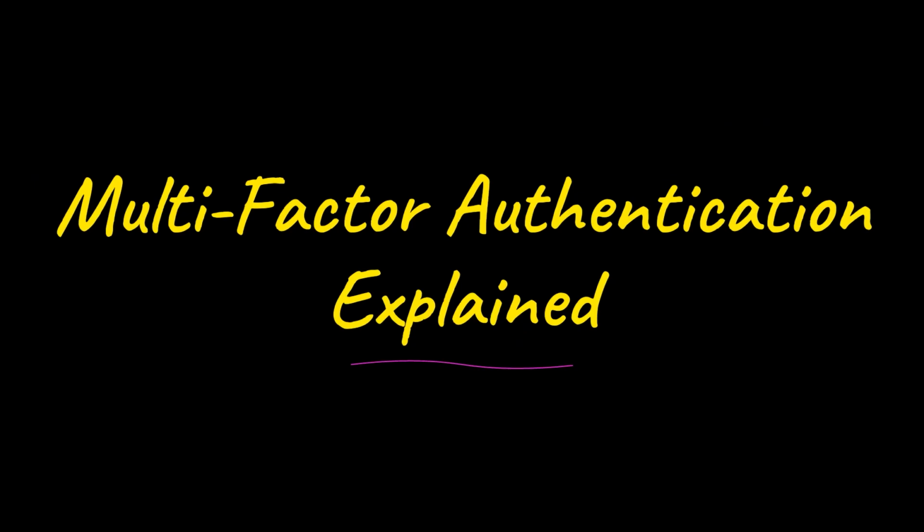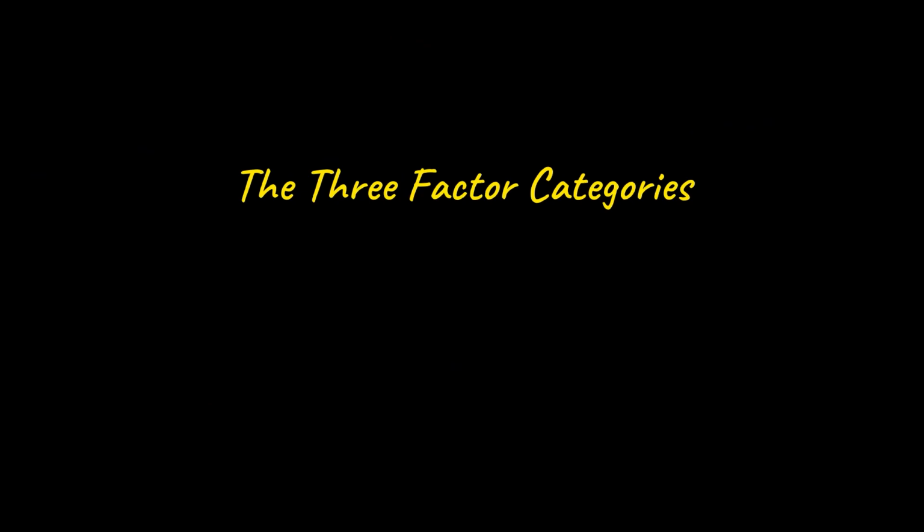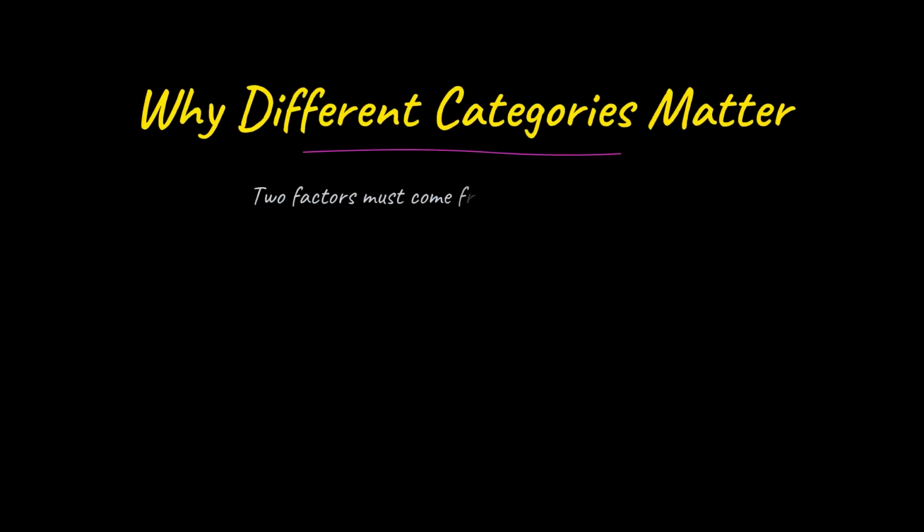Multi-factor authentication strengthens login security by requiring evidence from two or more different categories of authentication factor. Understanding those categories, and why they must be different, is the core principle here. The three categories are something you know, like a password or PIN, something you have, like a phone or hardware token, and something you are, like a fingerprint or face scan. MFA requires evidence from at least two different categories, not just two pieces from the same one.